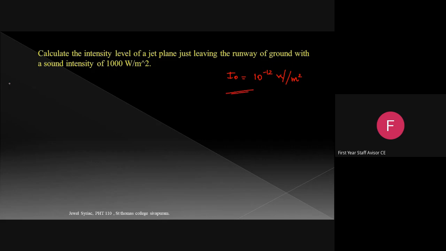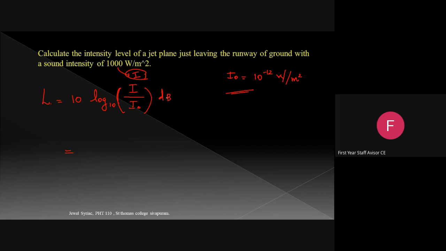So we know the question. Intensity level equation: intensity level L is given as 10 log base 10 I by I0. You should know how to take log base 10 on the calculator. We know what I is. This is the intensity of sound. We are calculating the intensity level of some sound. If we calculate the intensity level of the jet plane, what is the intensity of that jet plane? That is 1000 watt per meter square. We know I, and also we know I0. Then calculate the intensity level in decibels.